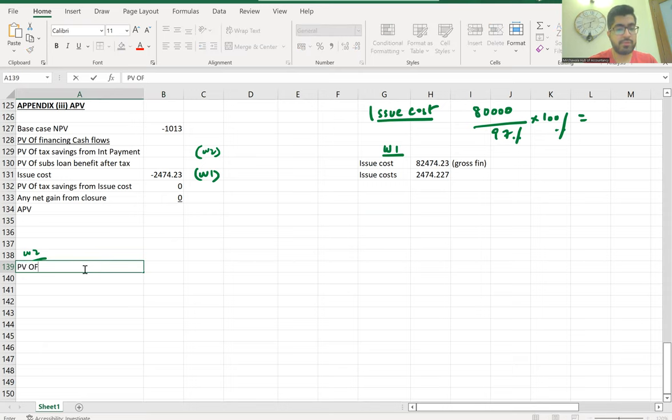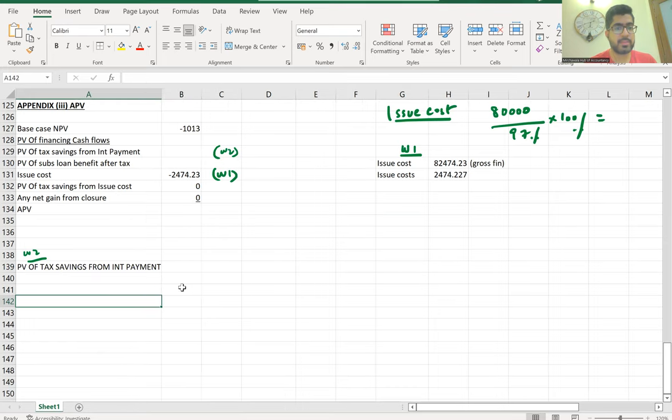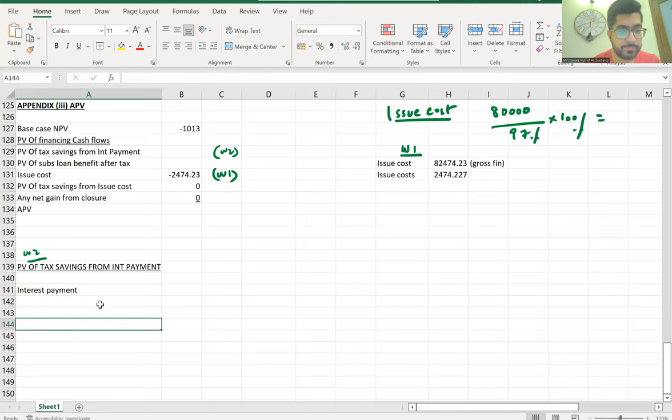Present value of tax savings from interest payment. Now, as taught in the classes, this is done in pieces. Present value of tax savings from interest payment. First, get the interest payment. To find present value of tax savings from interest payment, first get the interest payment, this.